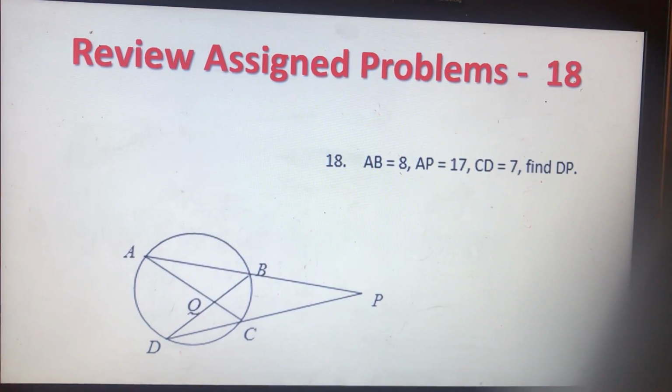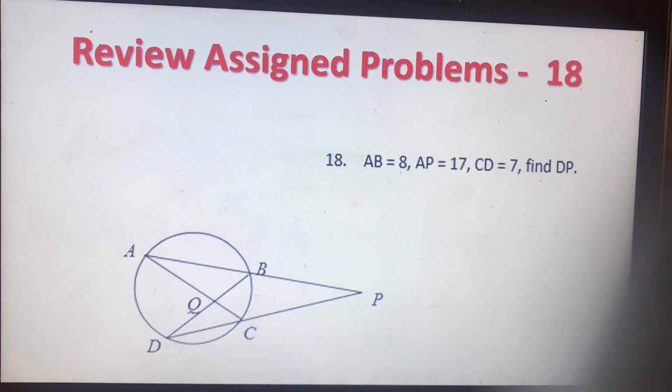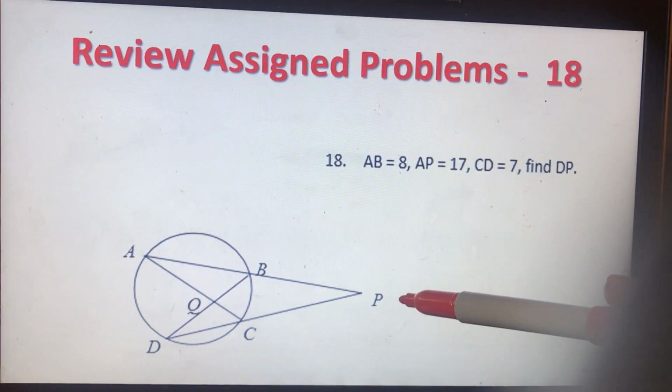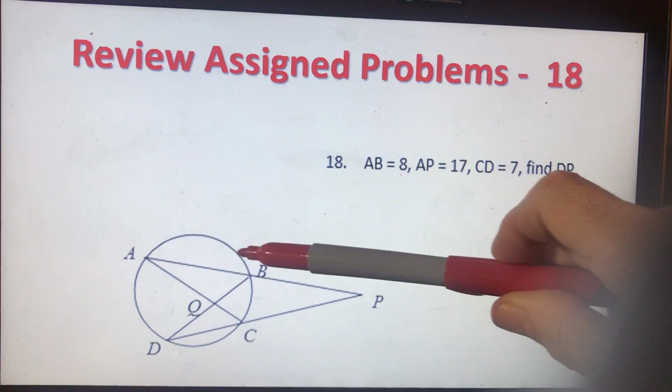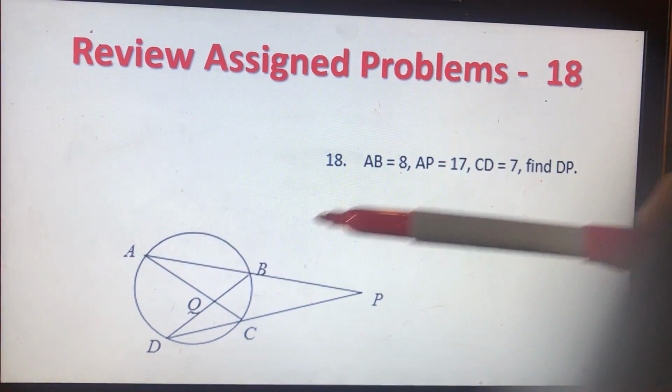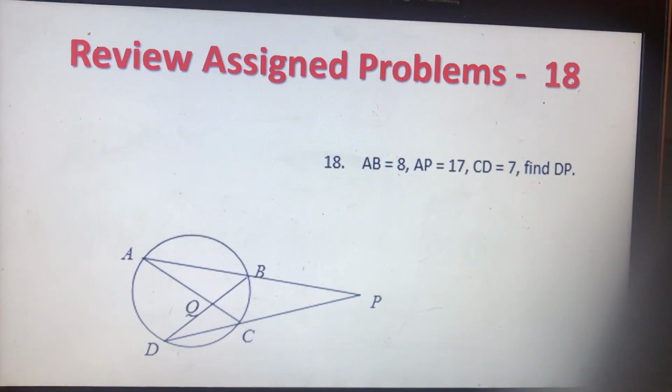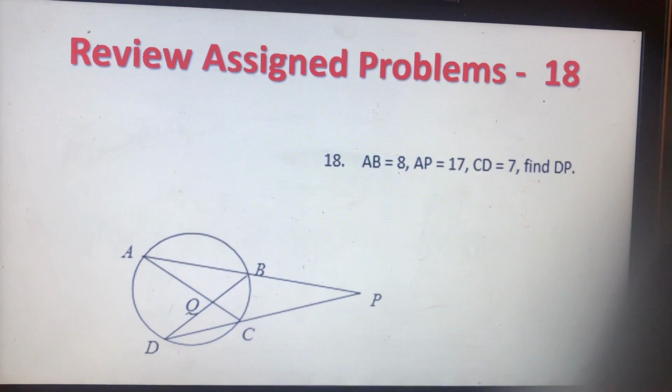Now we move on to problem 18. Again, we're using the same model. In this case, they're telling us that AB, the distance between A and B, is equal to 8, AP is 17, CD is equal to 7, and we need to find the measure of DP.